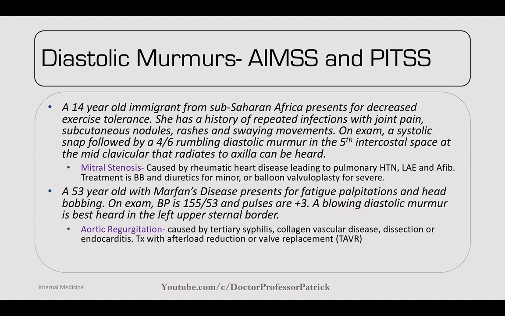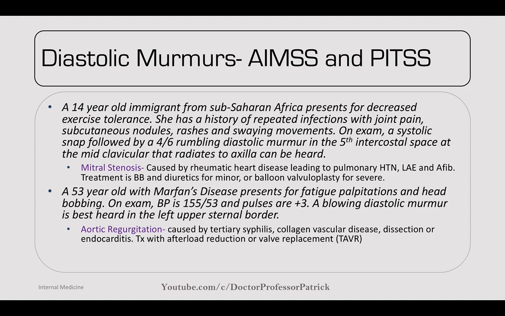So this can lead to pulmonary hypertension, left atrial enlargement, and AFib, and the treatment for this is going to be beta blockers and diuretics for minor symptoms, or balloon valvuloplasty for severe symptoms. Next up, we've got a 53-year-old with Marfan's disease presenting for fatigue, palpitations, and head bobbing.